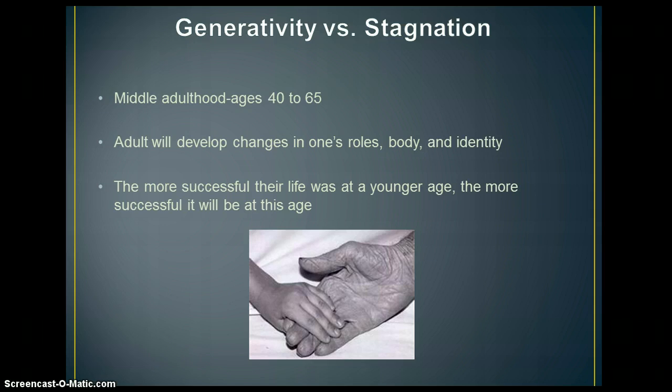Generativity versus stagnation. This is middle adulthood, ages 40 to 65. This is when adults will experience change in one's role, body, and identity. The more successful their life was at a younger age, the more successful it will be at this age.